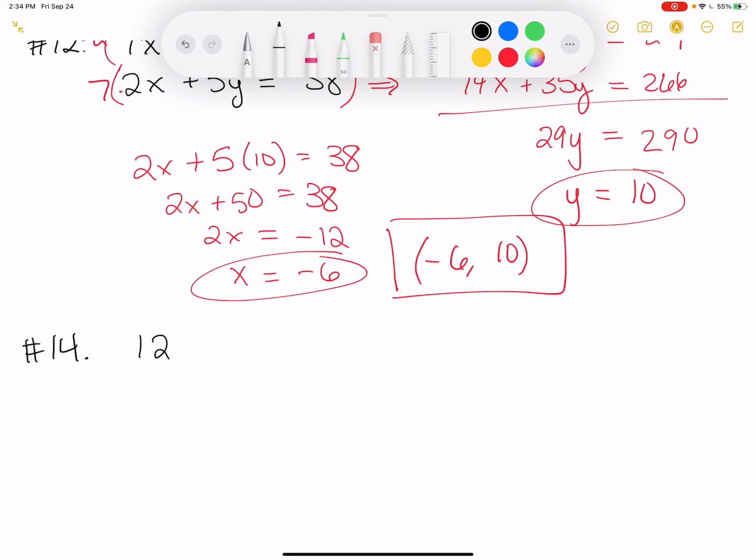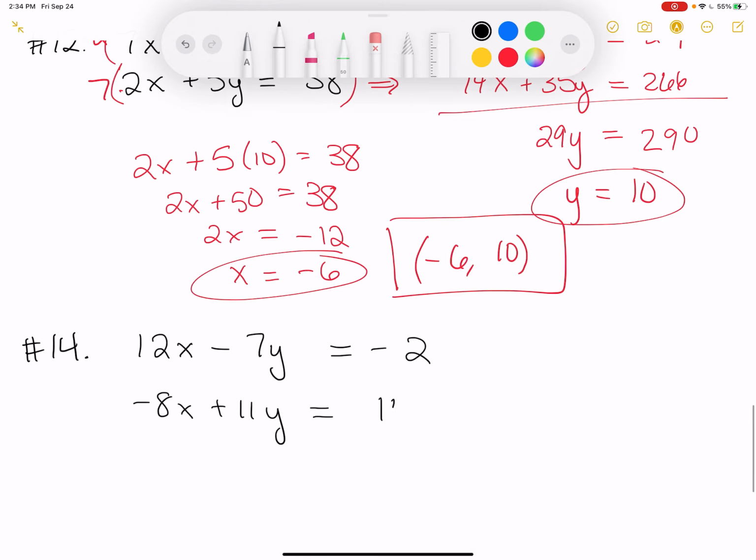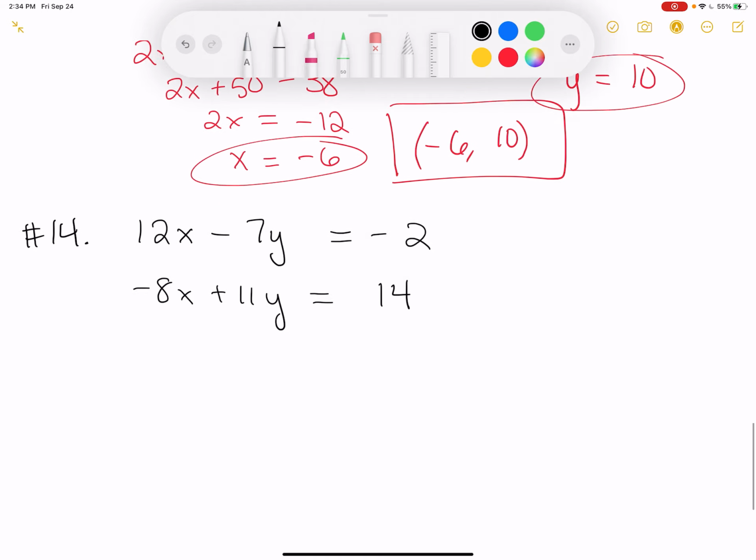Number 14. 12x minus 7y is equal to -2, and -8x plus 11y is equal to 14. I want you guys to try this one on your own.